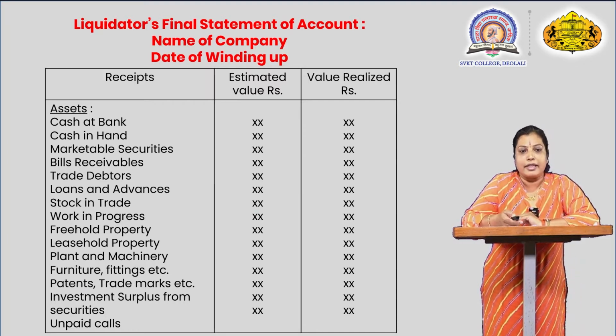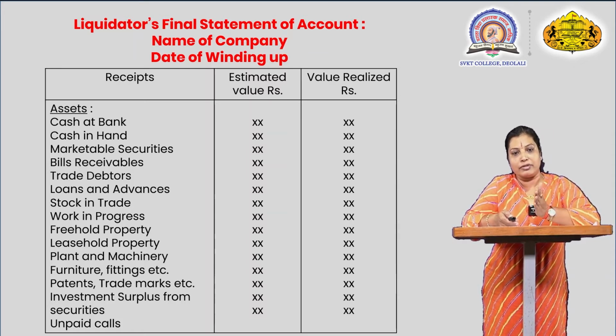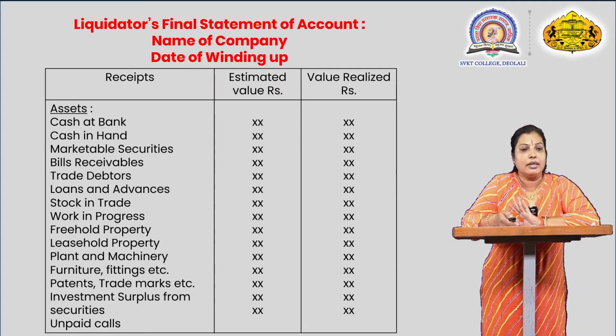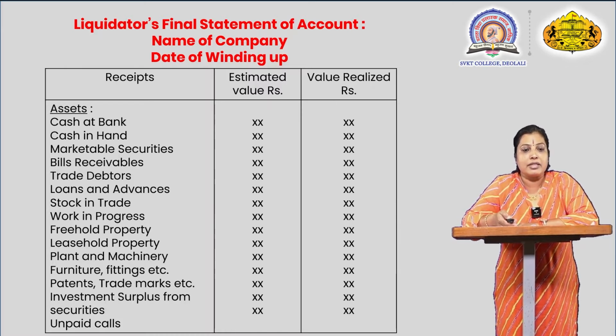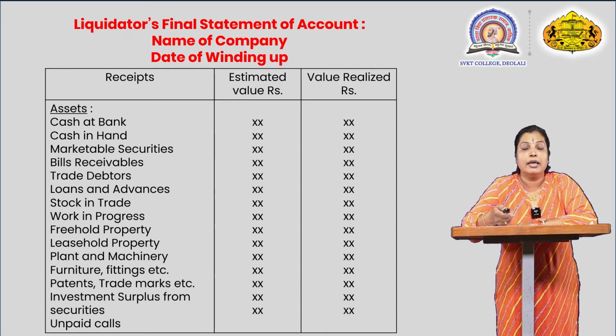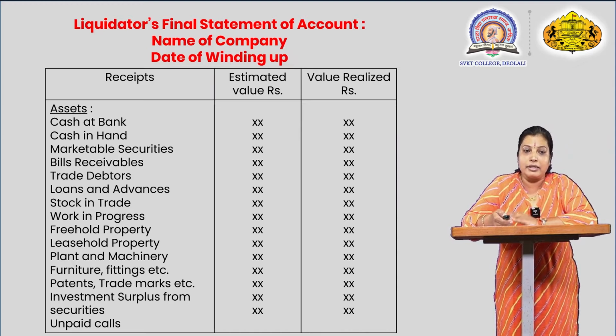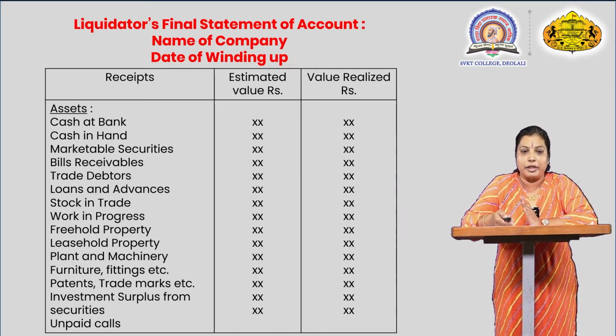First is assets. Cash at bank is given on the balance sheet, and it is on the asset side, meaning all assets are realized after the winding up of the company. Cash at bank, cash in hand, marketable securities, bills receivable, trade debtors, loans and advances, stock in trade, work in progress, freehold property, leasehold property, plant and machinery, patents, trademarks, furniture, fixtures, investments, surplus from securities, and unpaid calls. These are the assets of the company.